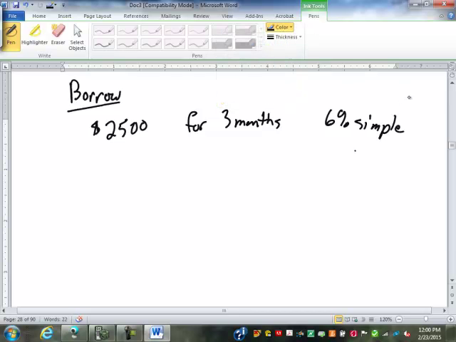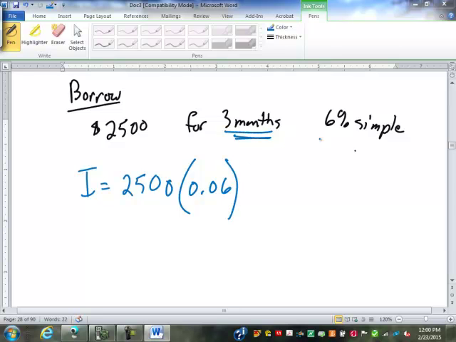So then how much am I going to have to pay back? Well, first we're going to find the amount of interest, which will be $2,500 times the 6% as a rate becomes 0.06. 3 months now. We've said that time was always expressed in years. So to make 3 months into years, we write it as 3 over 12.